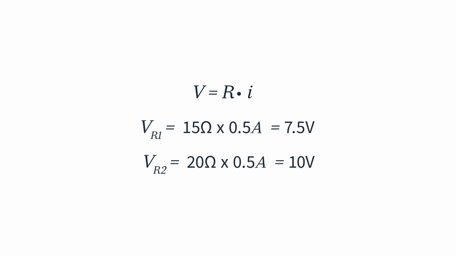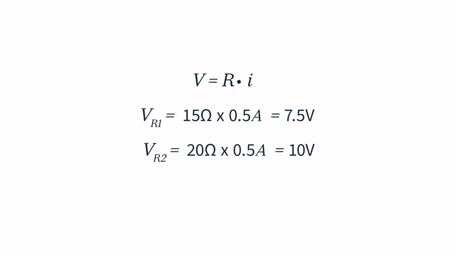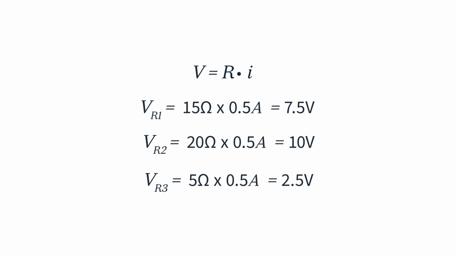VR2 is 20 ohms times 0.5 amps, giving us 10 volts. VR3 is 5 ohms times 0.5 amps, giving us 2.5 volts. As a sanity check, you can verify that the voltage drop across the three resistors adds to 20 volts.